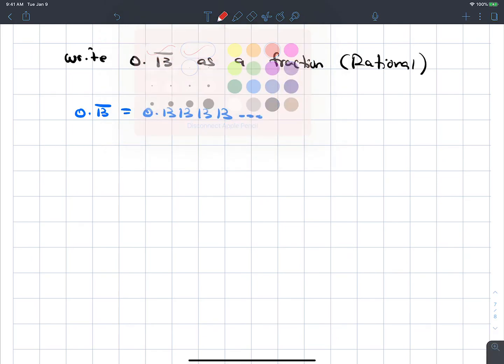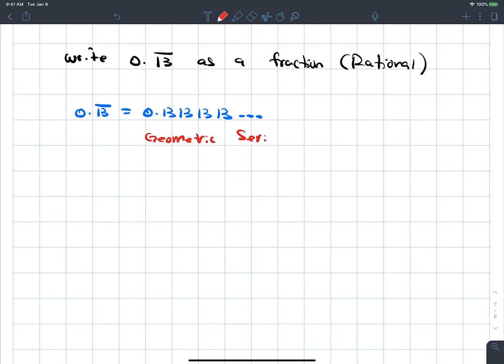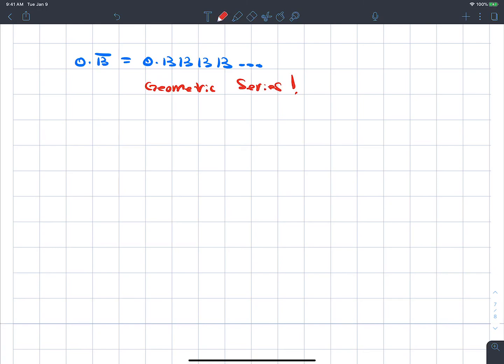Now, you may not know this, but this is in fact a geometric series. So this is working with some geometric series here. All right. What do we do with this now? Well, how could this be a series? Well, because I take here, let's see if we can do this here for you. Let's change the color here. These first two terms. It's 0.13.